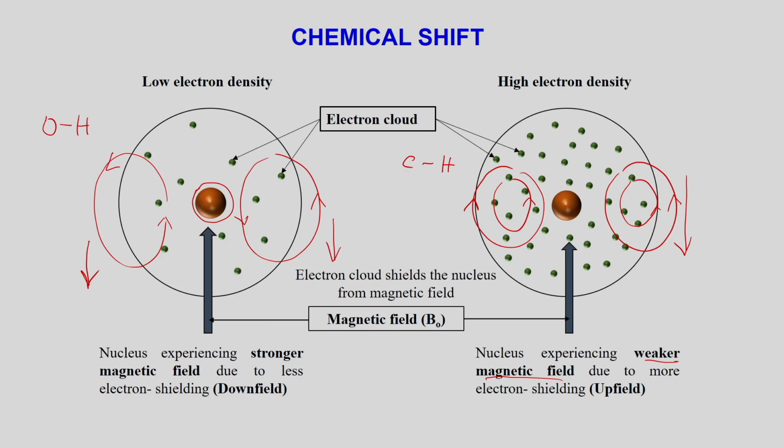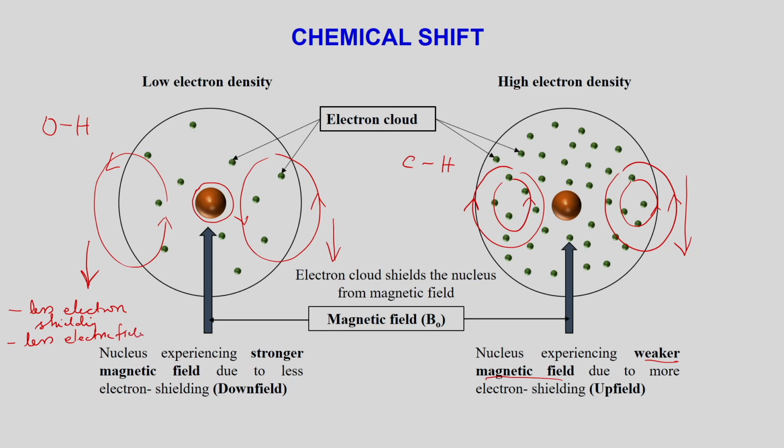So, here you have a higher electronic field, so we call it experiencing a higher magnetic field, or in another manner, instead of higher we can say higher opposition, or less electron shielding, because of less electric field.